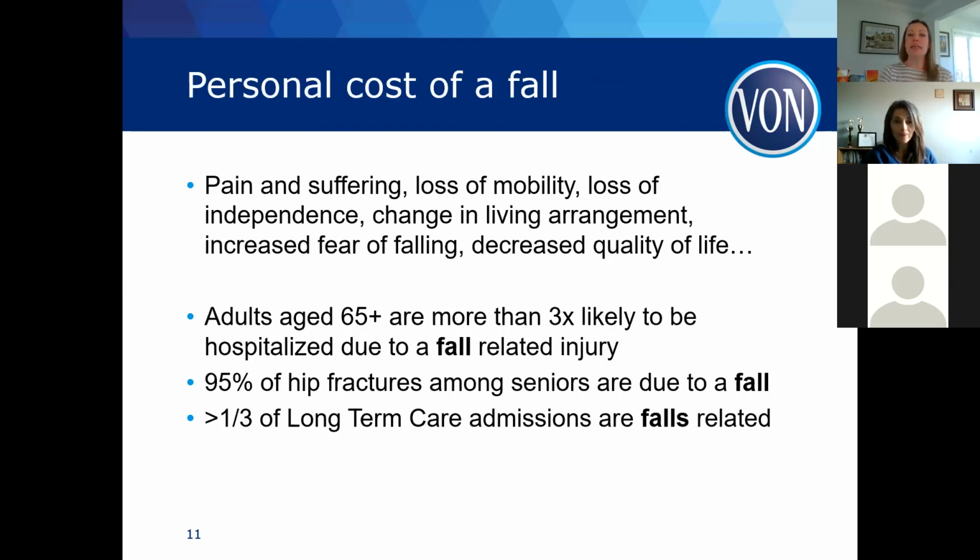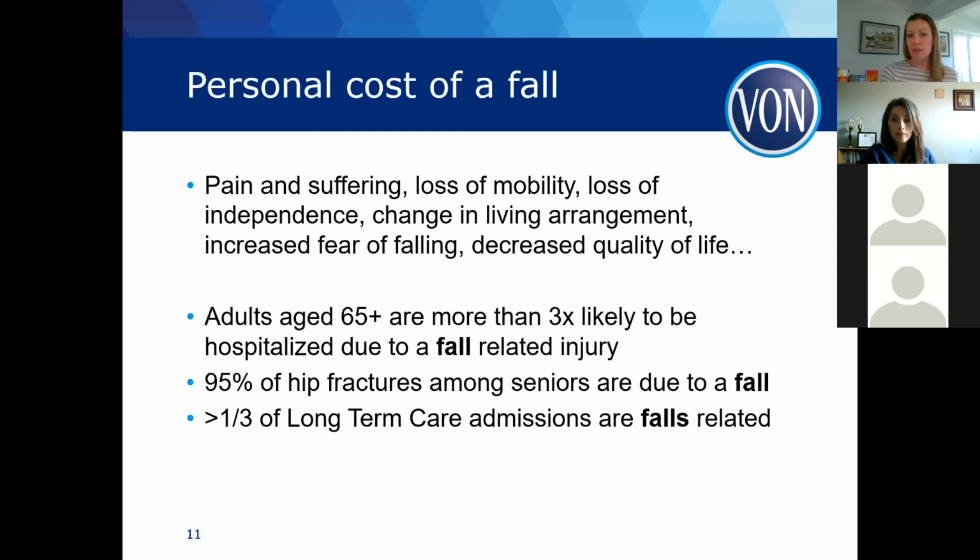All right, so some more bad news. In the media, they always talk about falls and how expensive they are for the healthcare system, which they are. They're very expensive. Just with Ontario, there's $1 billion spent each year on direct healthcare costs related to falls. And then for Canada, it's $2 billion each year.